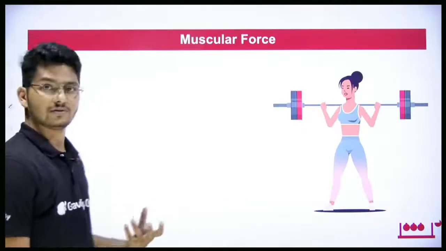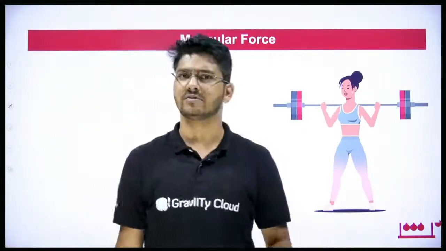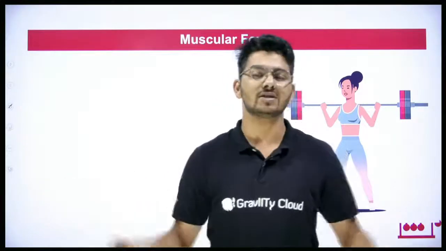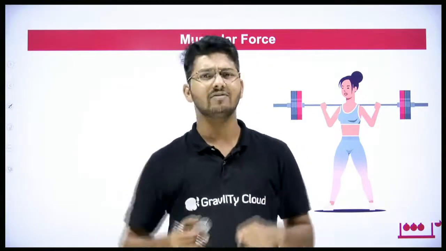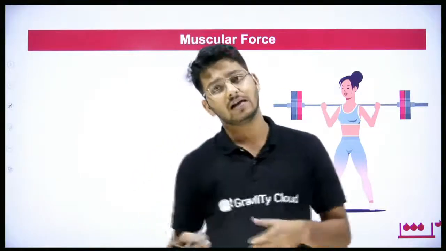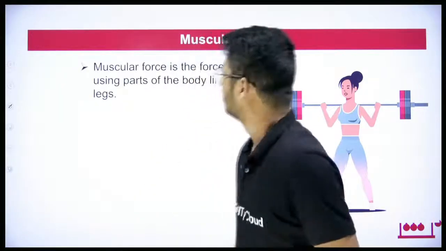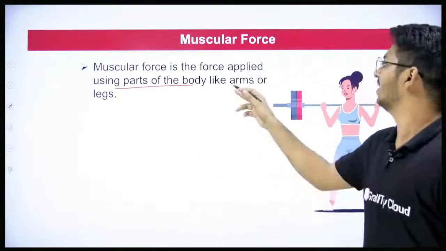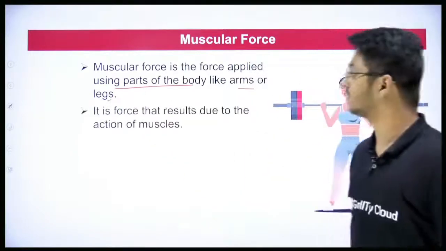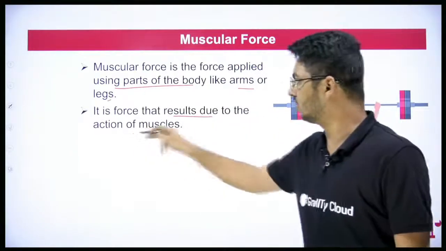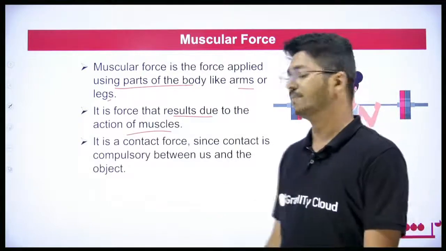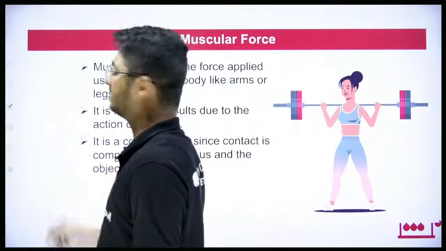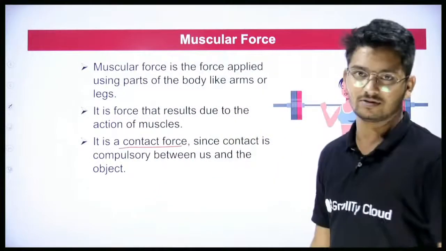Now we have muscular force. Now we know what muscular force is. A force that is applied through the action of muscles. For everyday life, whatever we lift, for anything we have to lift, we have to apply force. And how do we do that? We apply that using muscles, muscular force. Right, so muscular force is a force applied using parts of the body like arms or legs. It is a force that results due to action of muscles. Yes. And most important point is that it is a contact force.